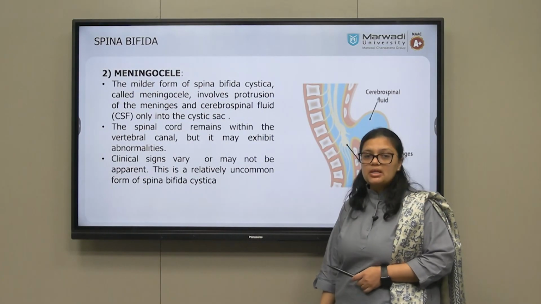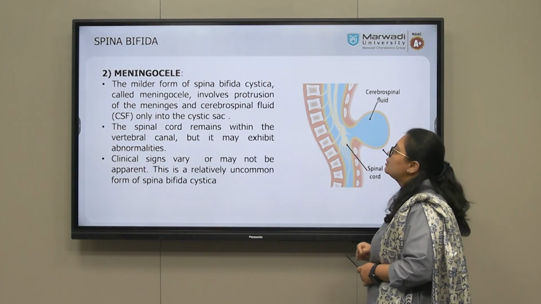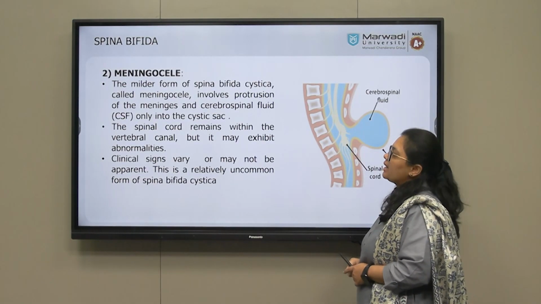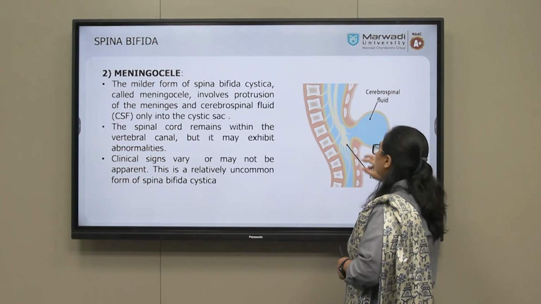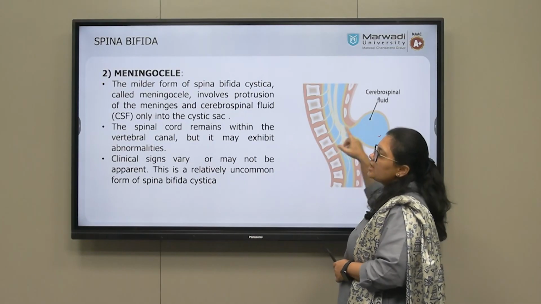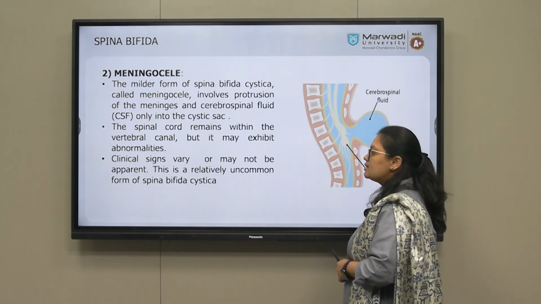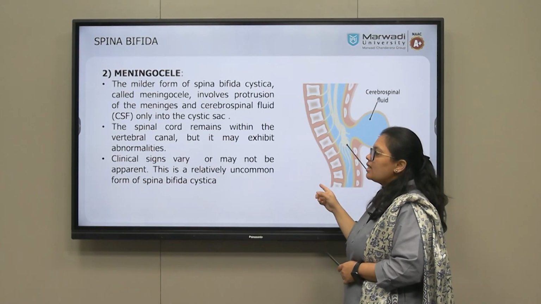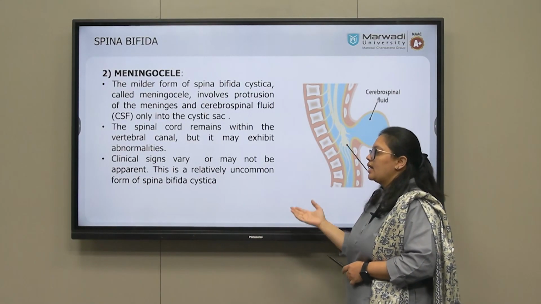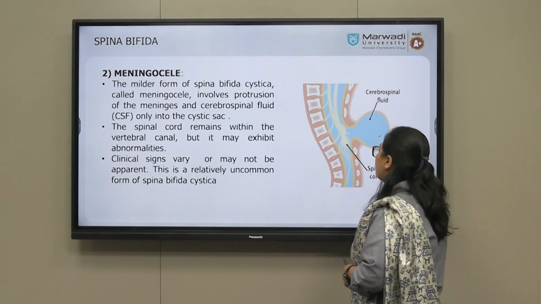Then comes this meningeocele, where the meninges also come out along with the bifid spine. So what will happen here? Here there will be a cyst which will be formed, and the meninges will only be there in the cystic sac. The spinal cord will remain intact, and that is why the clinical signs vary or may not be apparent also. And this is a relatively uncommon form of spina bifida, that is spina bifida cystica.